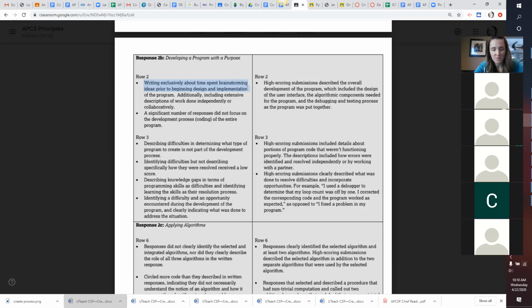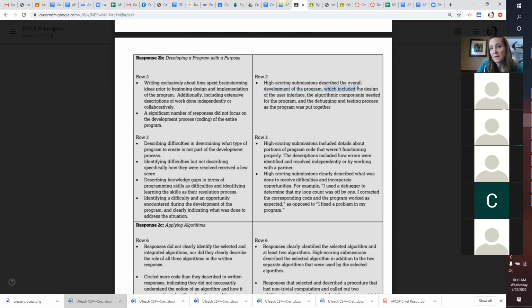The College Board doesn't want to hear about all the time you spent brainstorming ideas. So if you said, first I thought about doing this, but then I changed my mind and I decided to do something else, that's not what this is supposed to be addressing. So instead, look at the description for a high scoring submission. Describe the overall development of the program.